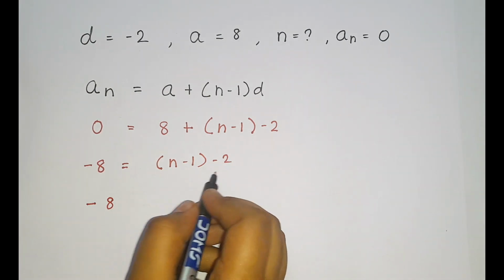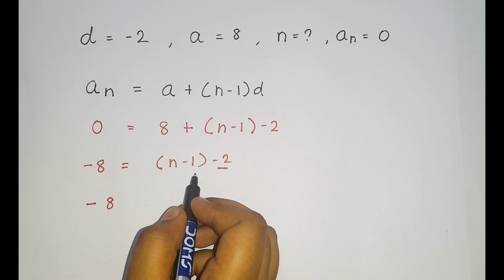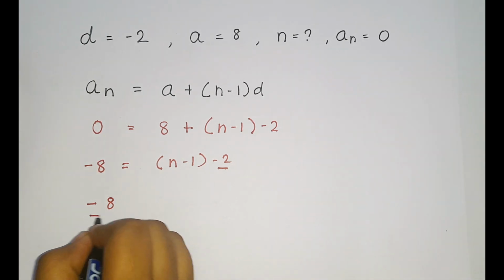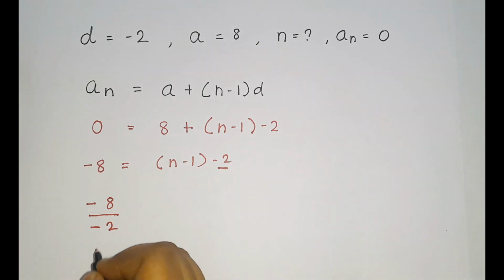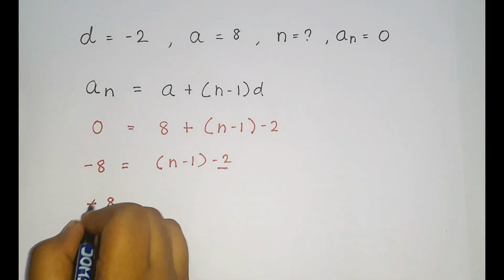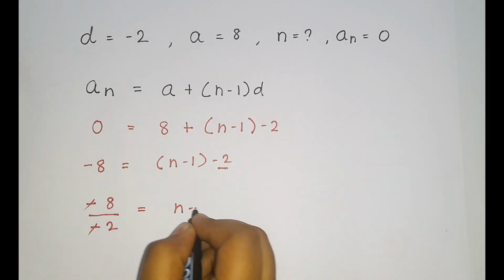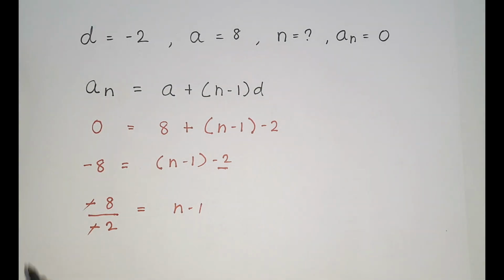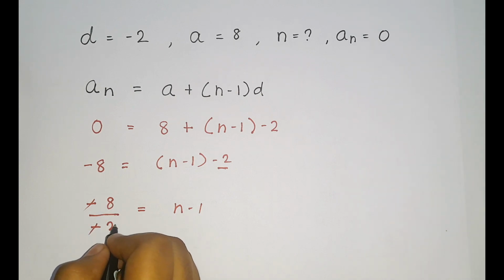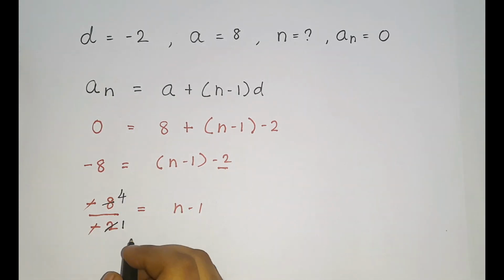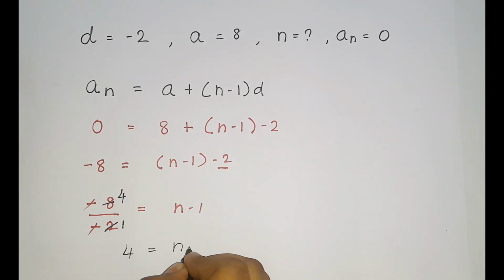So minus 8, here it is in multiplication. Bracket means multiplication, so when it comes to this side, it changes into division: minus 2 divided by minus 2. Cancel the values, and we can write n minus 1 as it is. Now we can cancel 8 and 2 in 2 table: 1 2 is 2, 4 2s are 8. So now we have 4 is equal to n minus 1.